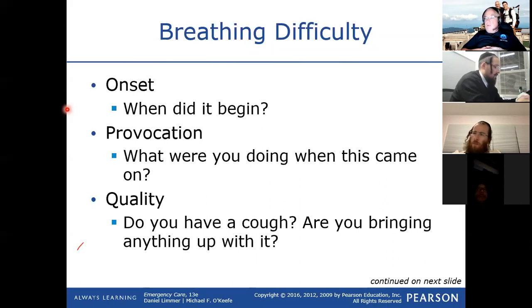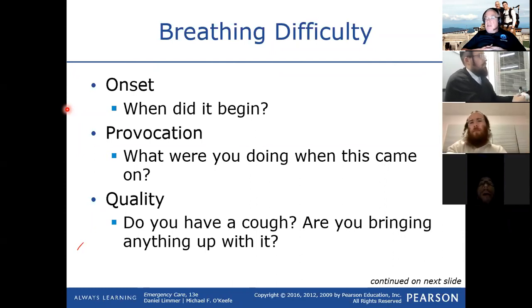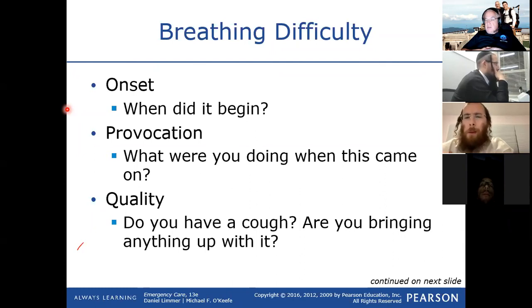Okay, now you remember from when we were talking about assessment, we had the OPQRST: onset, provocation, quality, radiation, severity, and time. Those are just a mnemonic to help you remember the questions to ask when somebody calls you with a complaint. So somebody calls you to the house and they say, I'm having trouble breathing. Onset is, when did it happen? Provocation is, what were you doing when it came on? It could be they tell you it happened 30 minutes ago while I was sitting here.